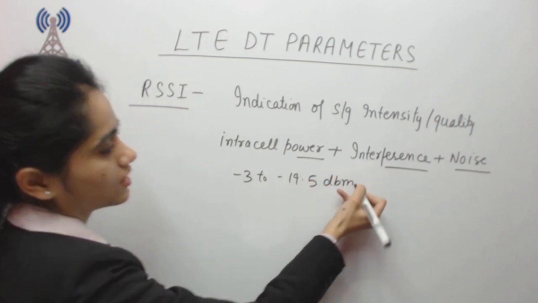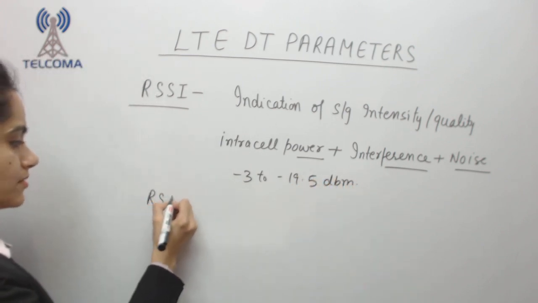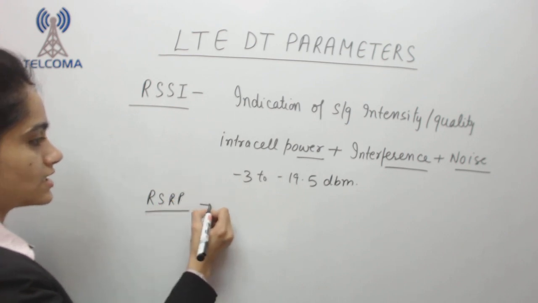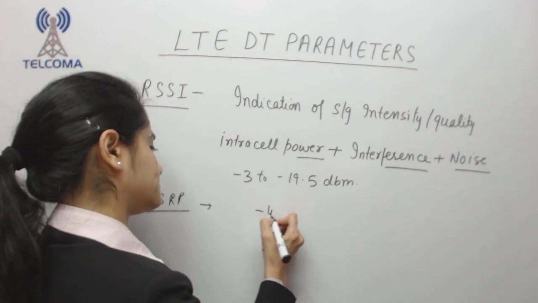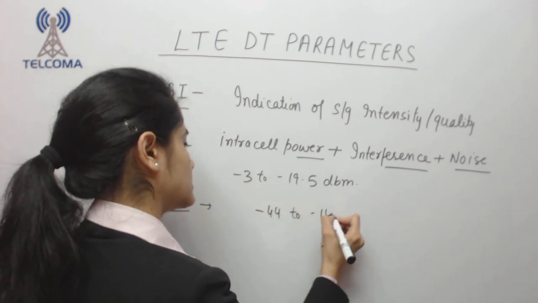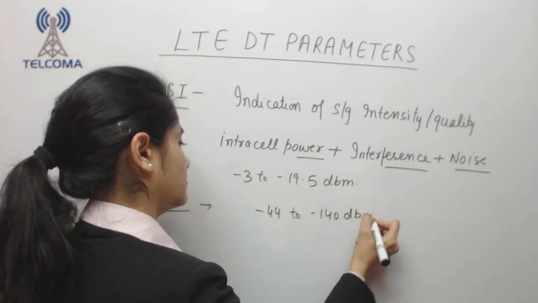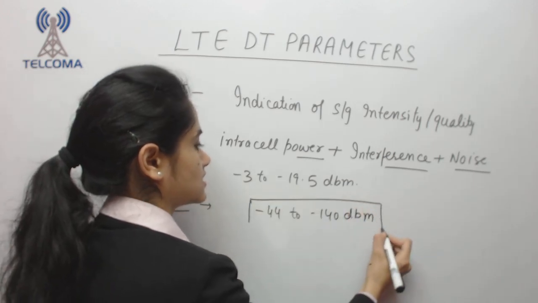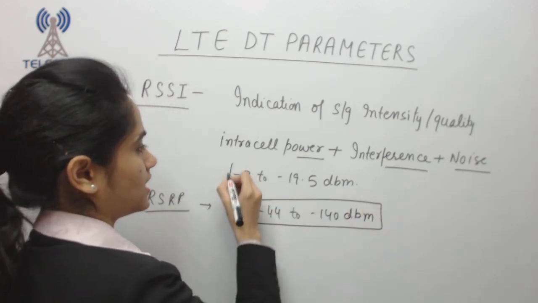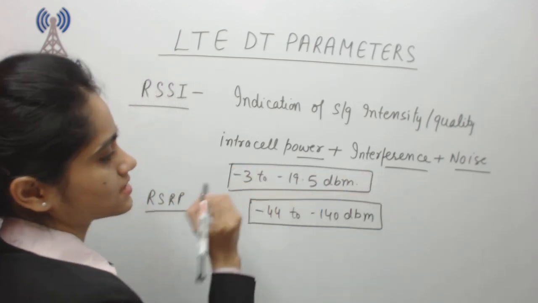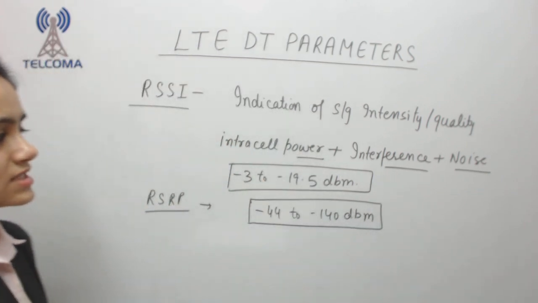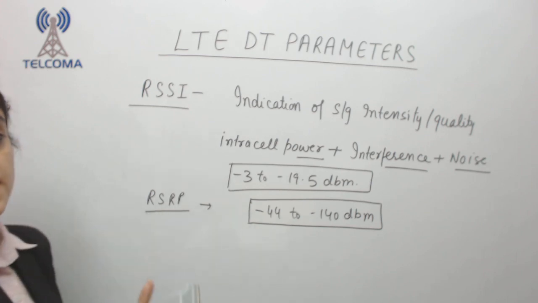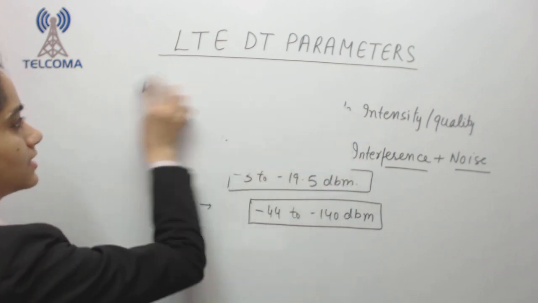dBm. If we talk about RSRP, its value ranges from -44 to -140 dBm. This is the value for RSRP, and this is for RSSI. We are getting power. Next we have the next parameter. First one RSRP, RSRQ, RSSI.